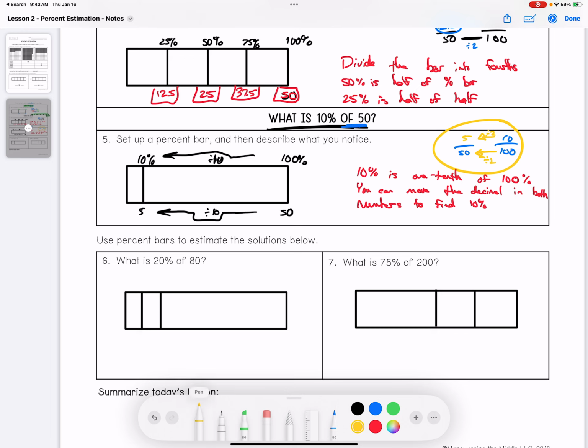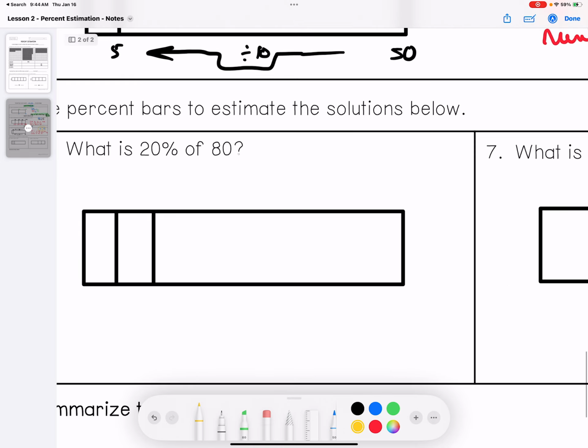All right. The bottom, the last two, number 6. Use percent bars to estimate the solutions below. All right, so we're going to estimate. So we're just going to use the bar graphs. We're not going to use the scaling, okay? All right, here we go.